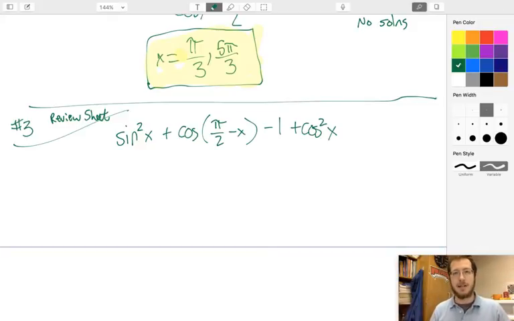All right, first thing I see is this. That's not okay. That's not the same angle as these other two. So this is a good example of using our cofunction identity. The cosine of pi over 2 minus x is the same thing as what? Same thing as sine of x. So remember, the cofunctions go with sine and cosine, tangent and cotangent, and secant and cosecant. So let's replace that first.